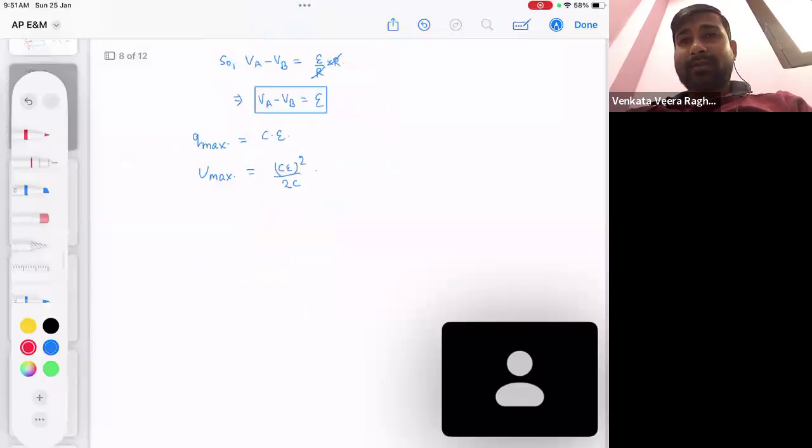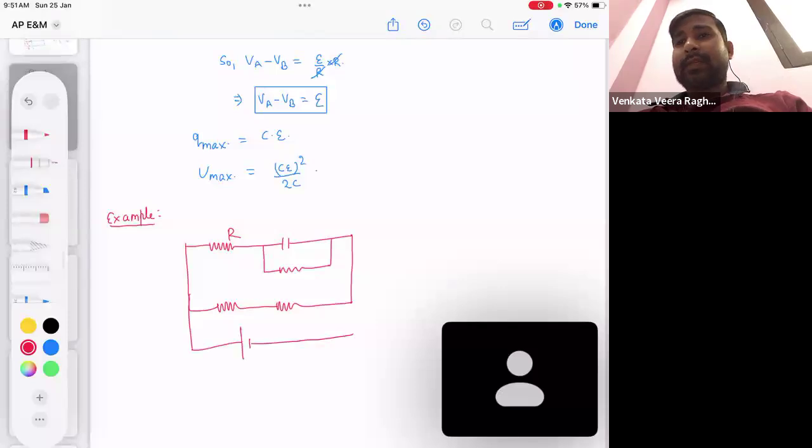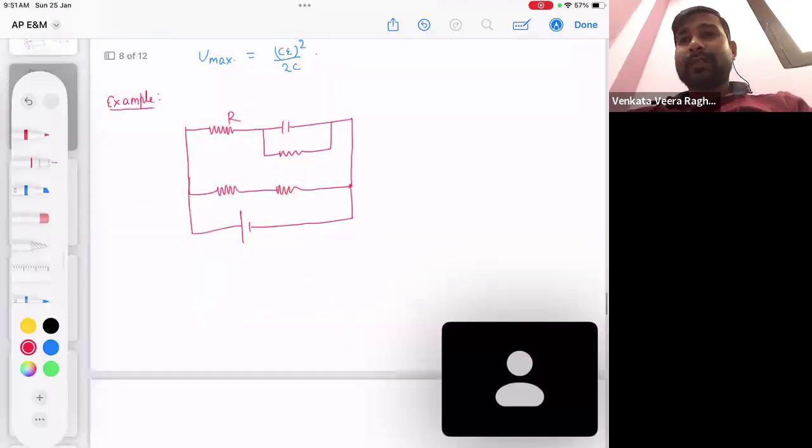Let's take another example of the same type. In this example, what is given to us? Let's say that is the resistance R. There is a capacitor. There is another resistance connected like this. Like this, it is given to us. This is also R. This is R. This is EMF E. This is R. This is capacitor C.